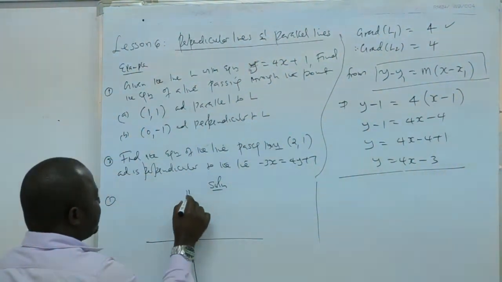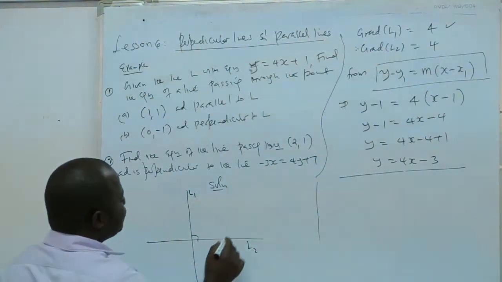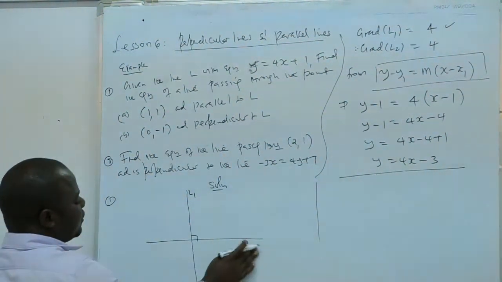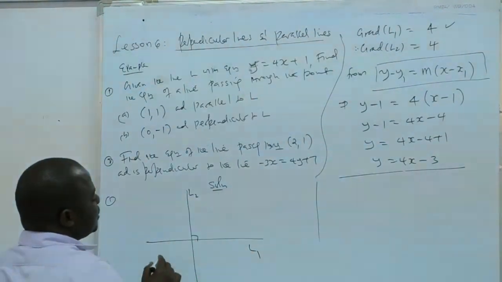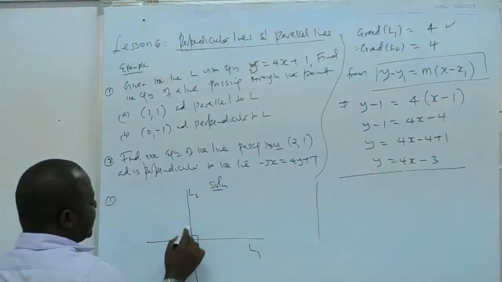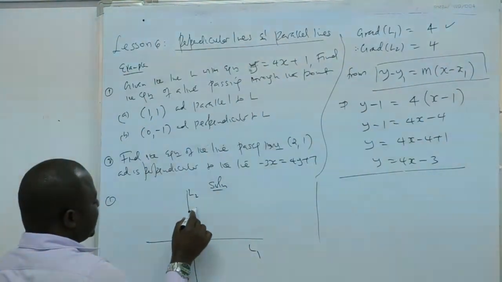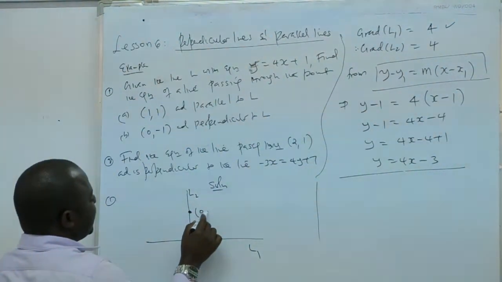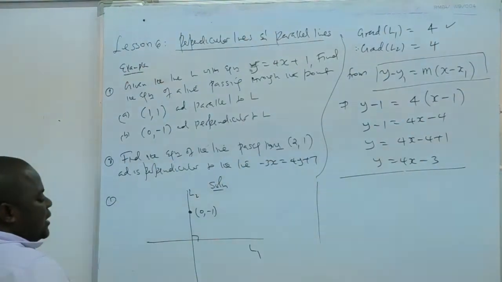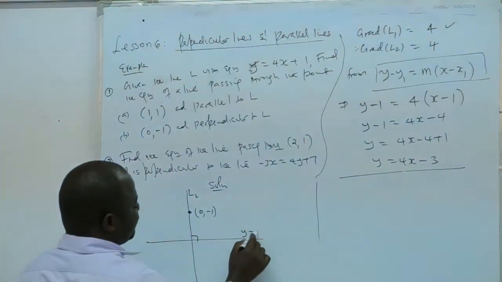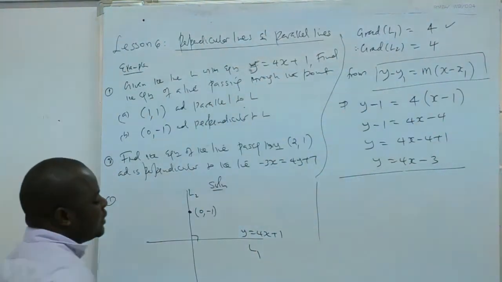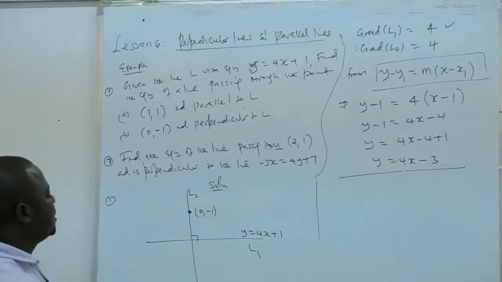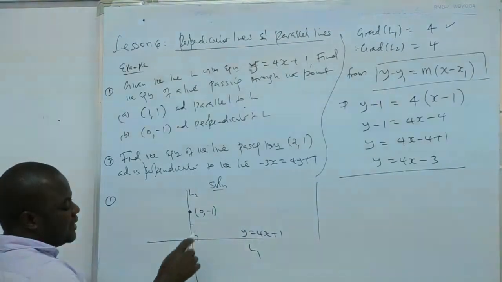If this is line 1, this is line 2. Line 2 has a point where the line passes, which is (0, -1). Now line 1 has the equation y equals 4x plus 1. We still use the same equation. Don't use the one you have just found. So these two lines are perpendicular.